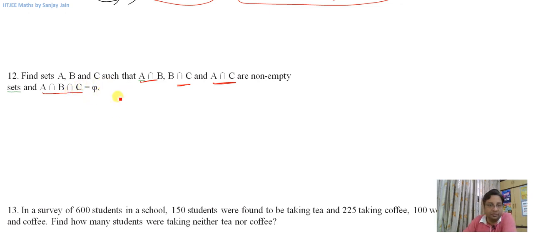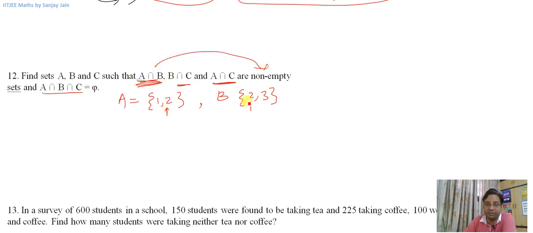So let me assume a set A having elements 1 and 2, set B having elements 2, 3. You cannot assume set B to be 3, 4. You have to have some common element, right? Why? Because these are non-empty sets. So there has to be some element. So you have to consider A and B in a way that there is some common element.